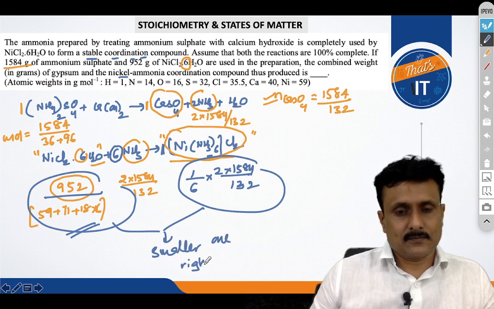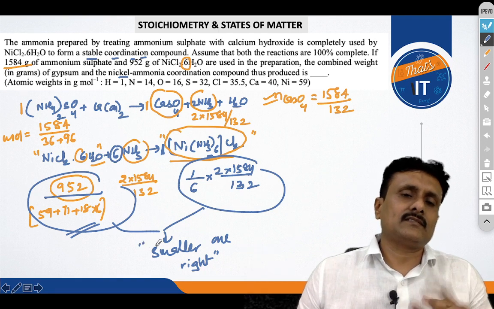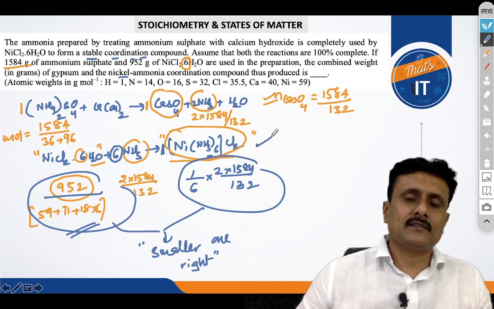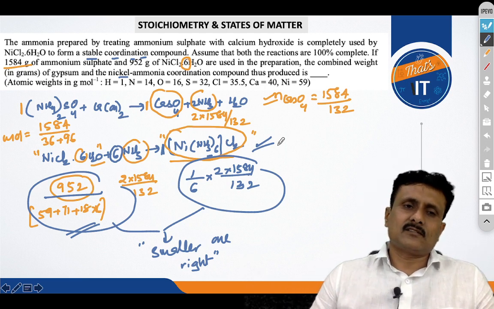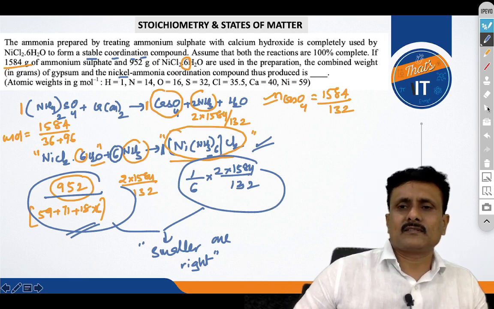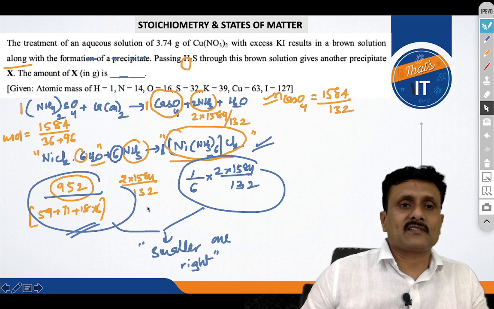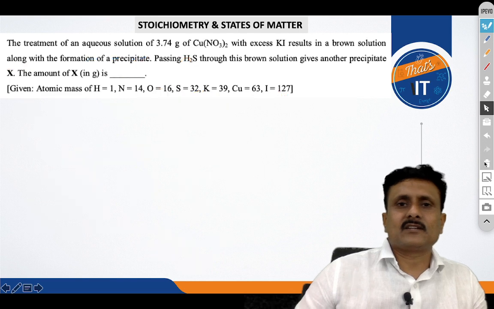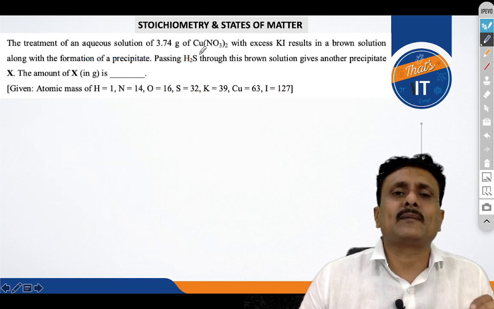Hope you understood. Whichever quantity is less is the amount of the product. Hope you understood, right? Not so tricky, it's simple mole concept. It's all in your mind. Stoichiometry, everybody is scared of this chapter, but I am making it very simple for you. You need to understand what's happening there.